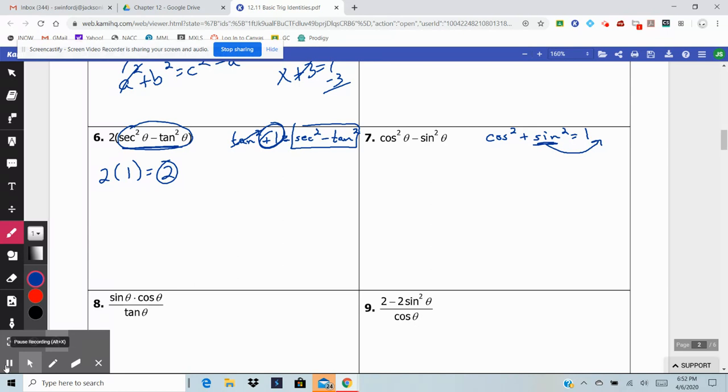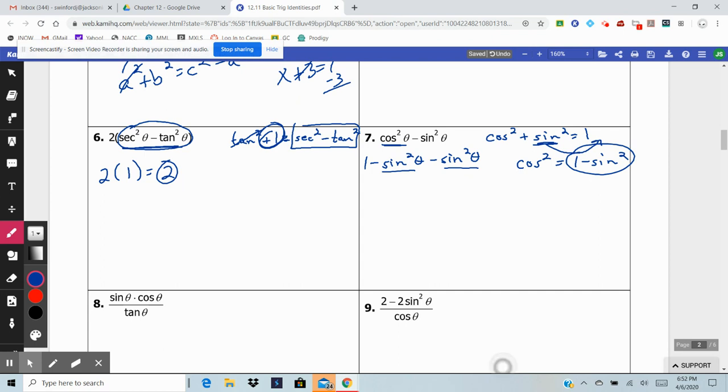First way we could try this, let's move the sine squared over. And I know that cosine squared is 1 minus sine squared. So to clean this up, you can take the cosine squared and replace it with 1 minus sine squared. And that turns this into 1 minus sine squared, and you can leave the theta in there if you want to, minus sine squared. So these are actually like terms now. That's kind of like 1 minus x squared minus x squared. You could rewrite that as 1 minus 2 sine squared. So that's one way that you could clean that up.